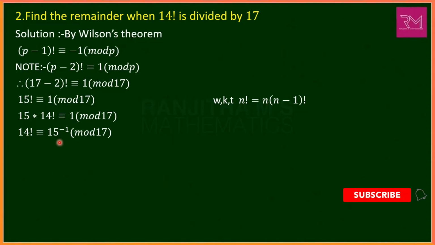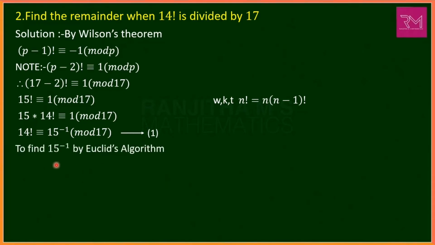So the procedure is the same as the previous problem. We have to find the inverse value of 15 under modulo 17 with the help of the Euclidean algorithm method. Take this equation as equation number 1. Next step, you have to find the 15 inverse by the Euclidean algorithm method. First we have to check whether 15 and 17 are relatively prime or not. Obviously 15 and 17 are relatively prime, that is the GCD of 15 and 17 is 1, because 17 is a prime number, the divisors of 17 are 1 and 17 itself.